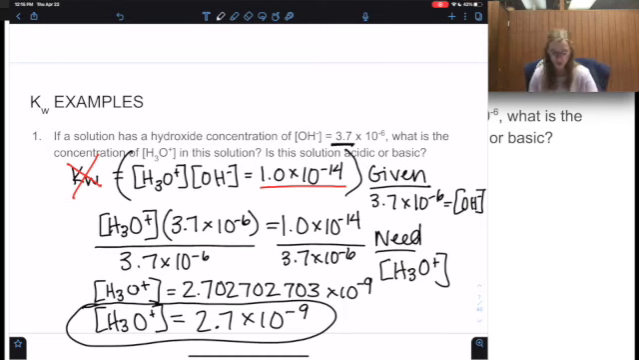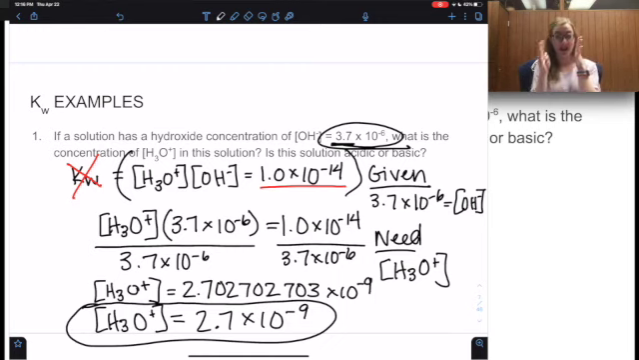So we want to know if this solution is acidic or basic. We can look at the concentration of H3O+ or the concentration of OH-. What we see is that we would expect each of those to be equal to each other in a perfectly neutral solution. So we would have H3O+ equals 1.0 times 10 to the minus 7 and OH- equals 1.0 times 10 to the minus 7. However, that's not the case here. We have 3.7 times 10 to the minus 6 as our value for OH-, and that's actually a greater number than 1.0 times 10 to the minus 7.